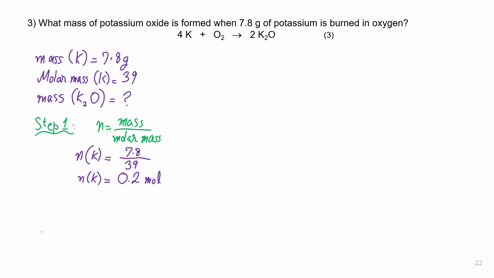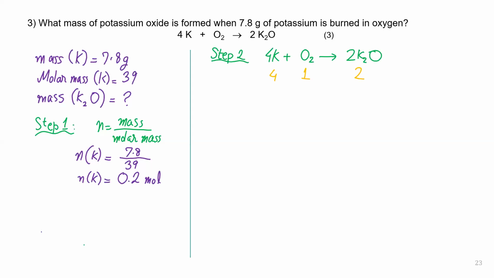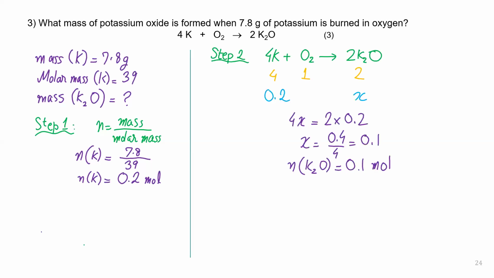Is 4K plus O2, 2K2O, 4, 2. Now you got the moles. What would be the next step? Apply the equation. The equation should be balanced. I'm doing it, one second.